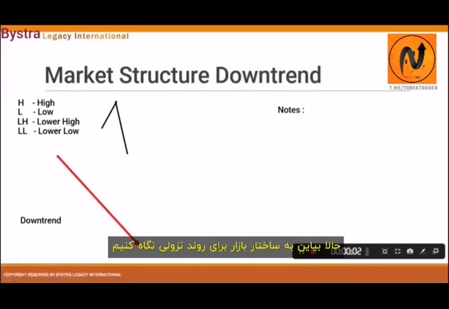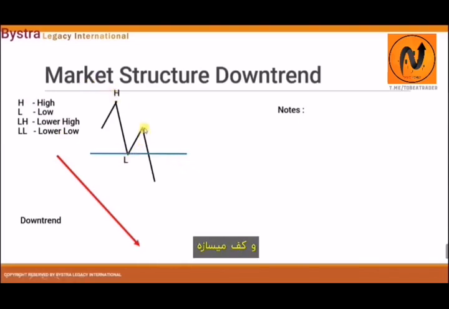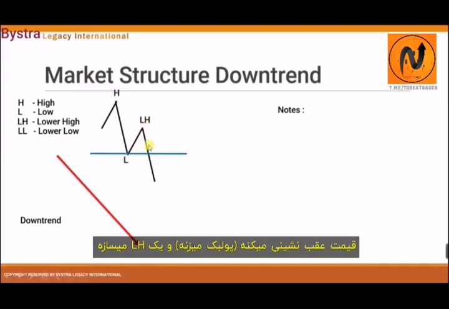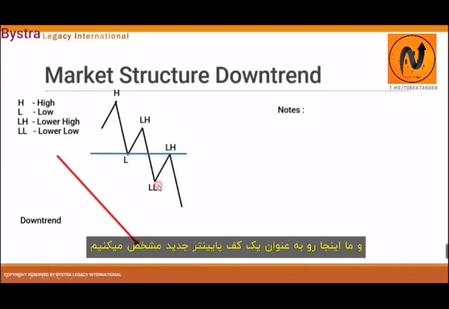Now let's look at the market structure for downtrend. Same as the uptrend, you need to identify and know the high, the lower high, and the lower low. For a downtrend, price will move in a downtrend motion, where price will create a high, low, price pulls back, creates the lower high, and breaks the previous low. This will be marked as your new lower low.